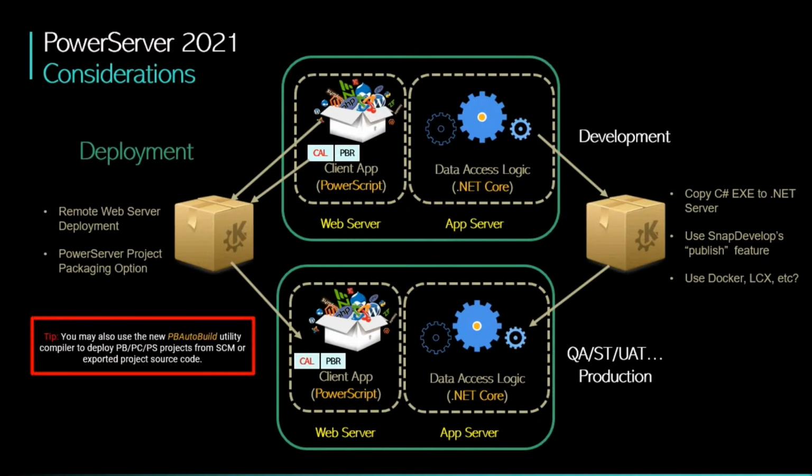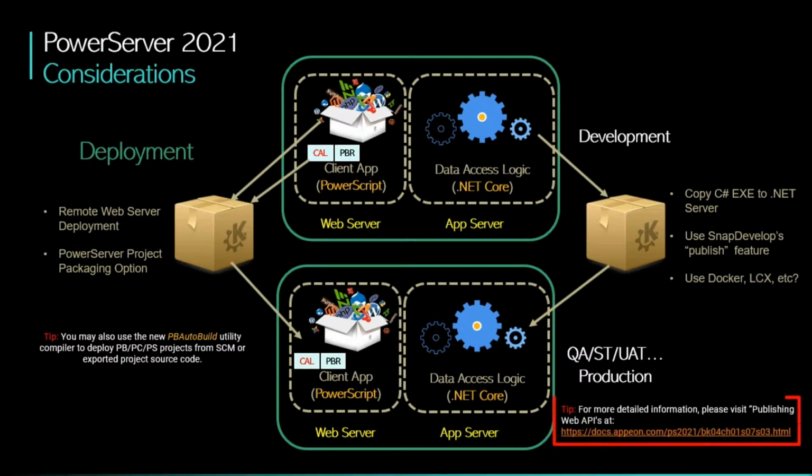Just a little note on the left-hand side, by the way: you can use the brand new PowerBuilder Auto Build utility, and it can build PowerBuilder, PowerClient, and PowerServer projects right from the source code manager. So this is new. If you use the older PowerBuilder external compiler, PBC, you cannot build a PowerServer project. The next thing, however, is how about you publish it? You may want some more documentation.